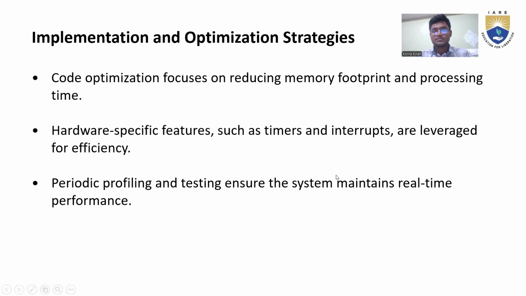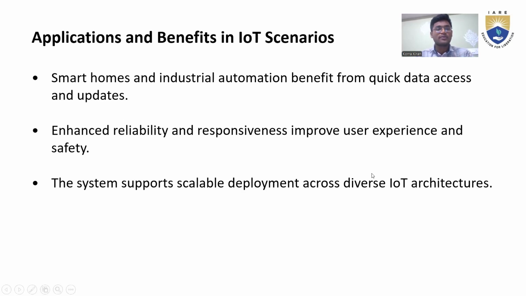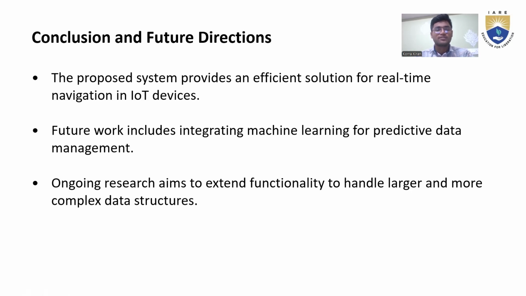And next we can see applications and benefits for IoT sensors. Application means, for example, idle cycling, that was one of the applications. And benefit means it can handle smart homes and industry automation. This was one thing. At the same time, another is responsiveness, improved experience, and safety for reliability. This is one thing.